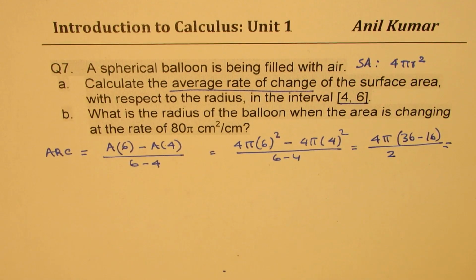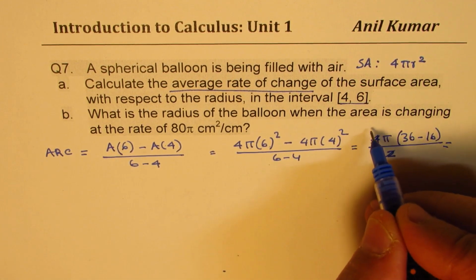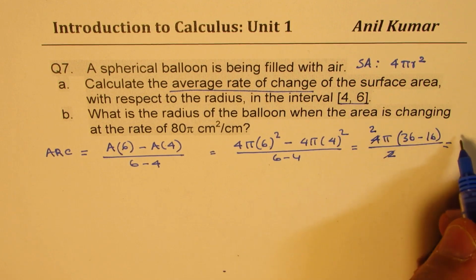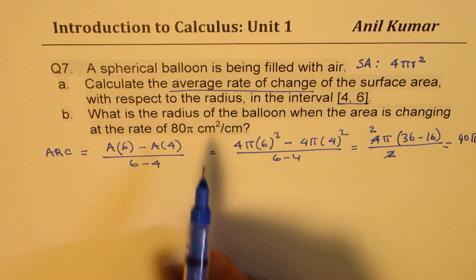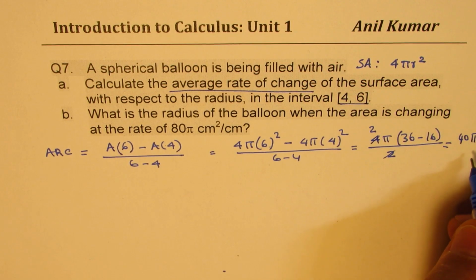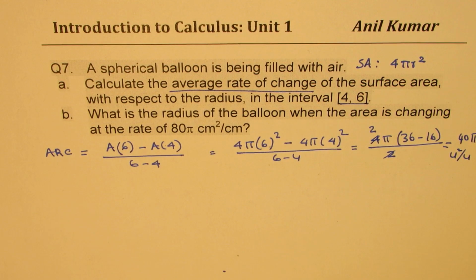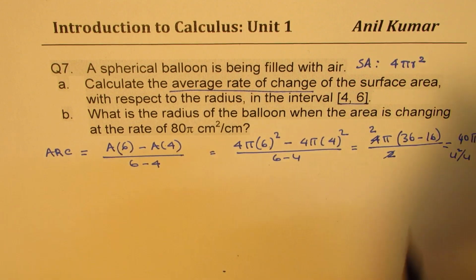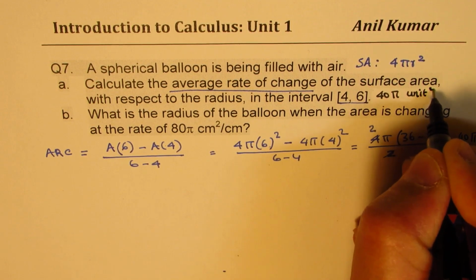So now 36 minus 16 for us is 20, and that is like, it could go by 2 times. So we have 40 pi as the rate of change of area. So we are assuming this 2 units will be, we can write unit square plus unit, right? So unit square over unit is the answer. So that is part A. So we get here 40 pi unit square per unit.